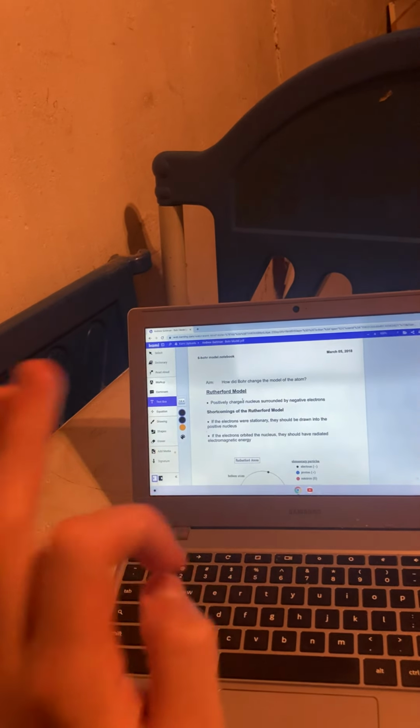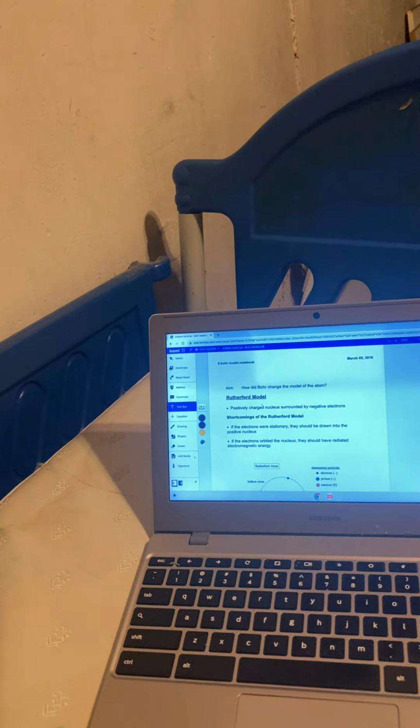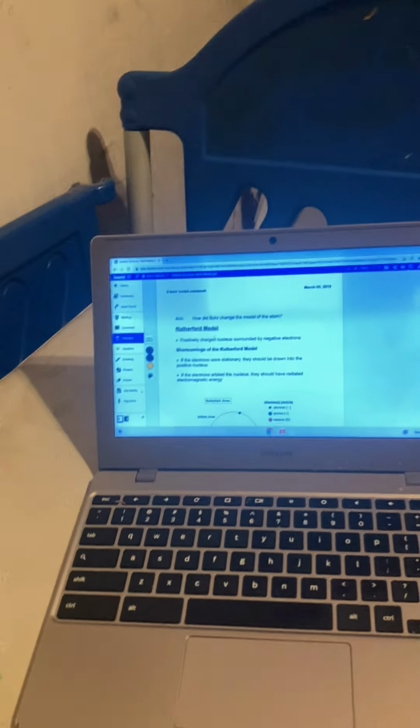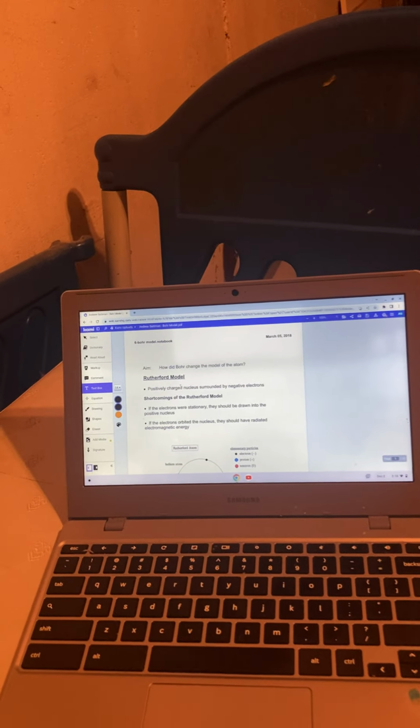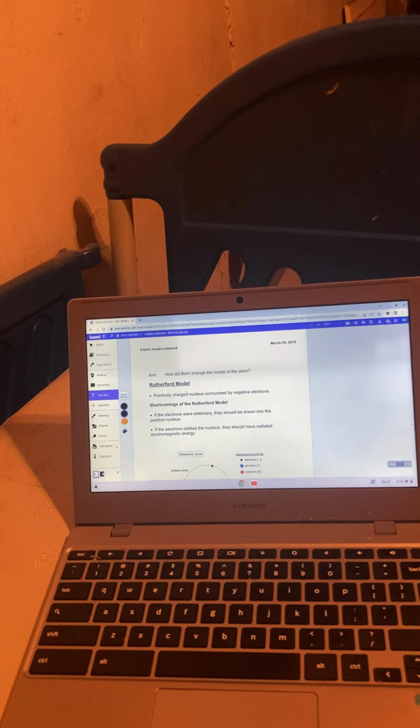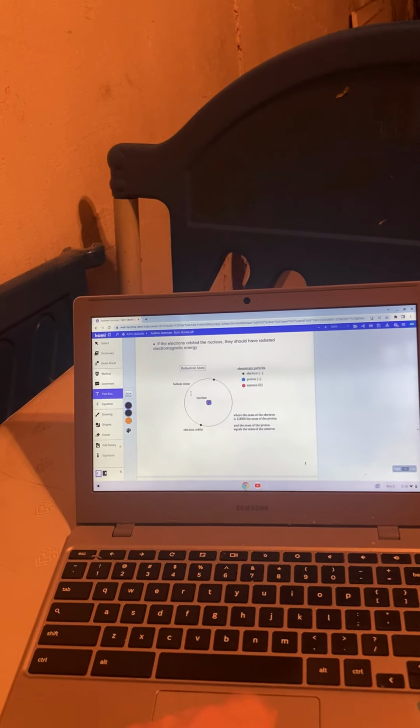The Rutherford model is positively charged nucleus surrounded by negative electrons. There are some shortcomings of it though. If the electrons are stationary, they should be drawn into the positive nucleus. If the electrons orbited the nucleus, they should have radiated electromagnetic energy.